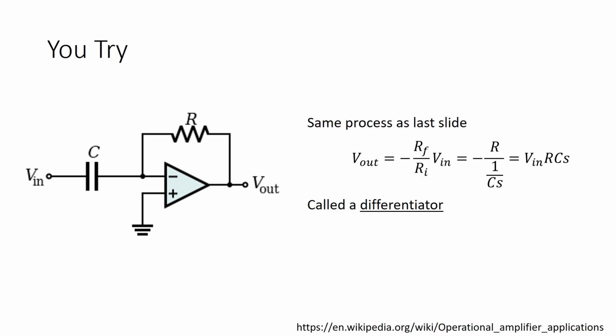Alright, we go through the same steps here. We notice this looks like an inverting amplifier, then we substitute impedance values for Rf and Ri, and finally do a bit of algebra to find out that Vout is equal to Vin times RCS. Multiplying by S corresponds to a derivative, so this is called a differentiator.